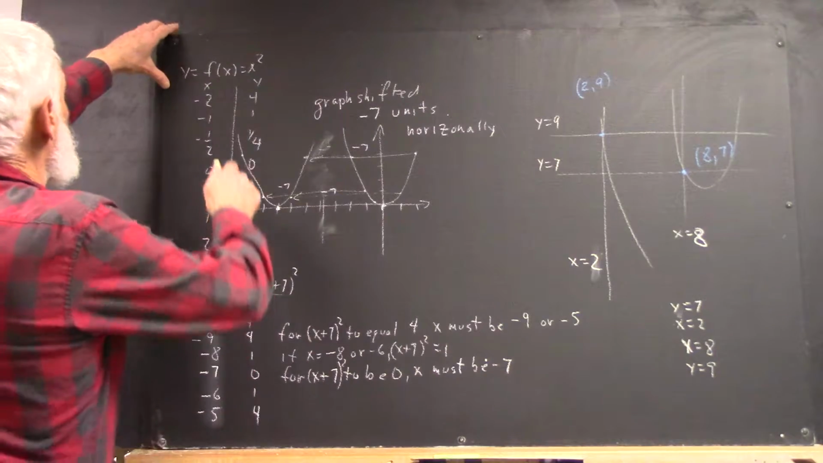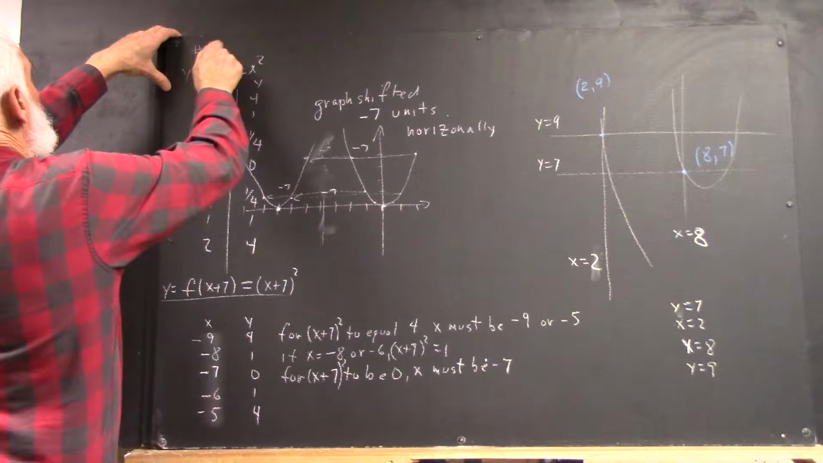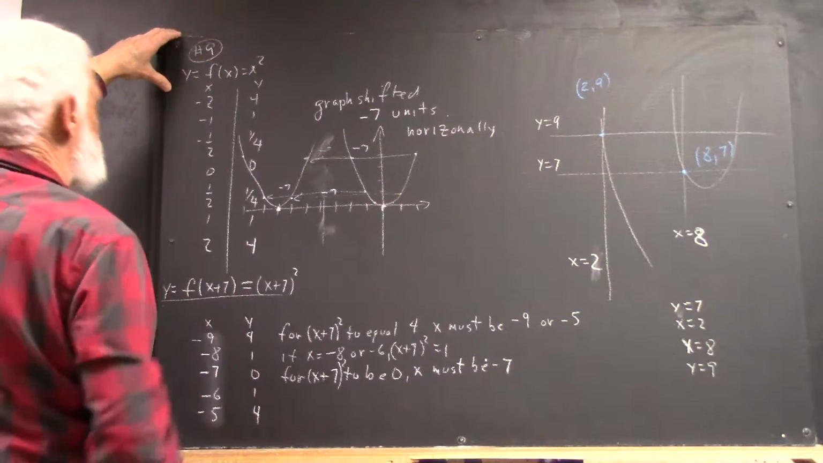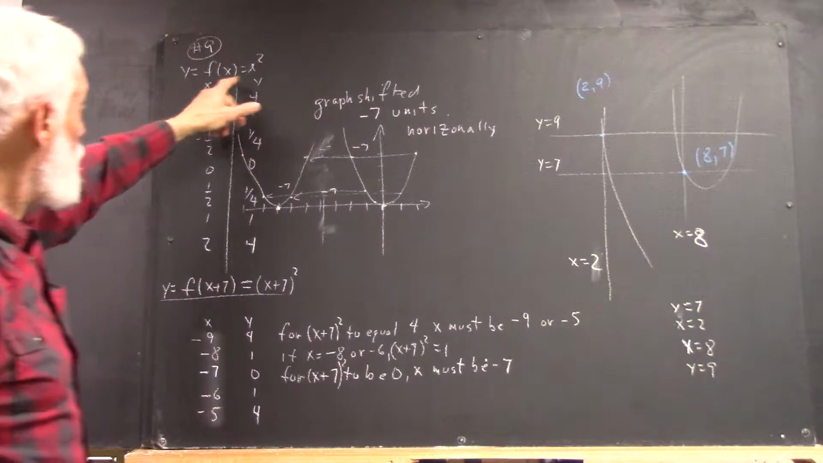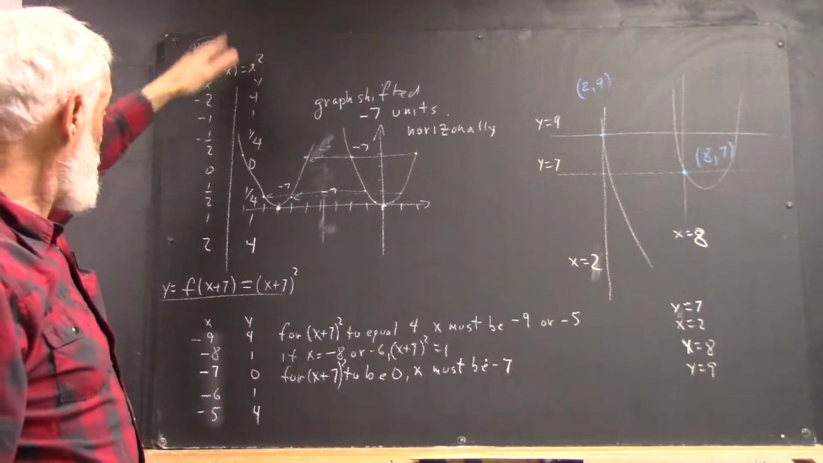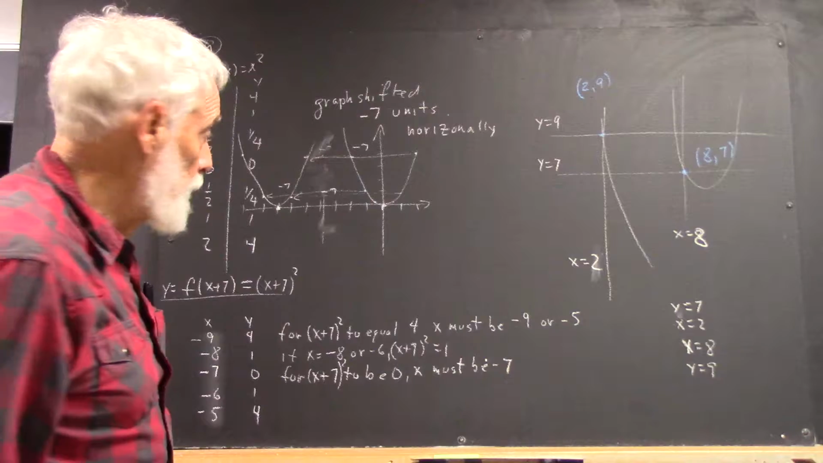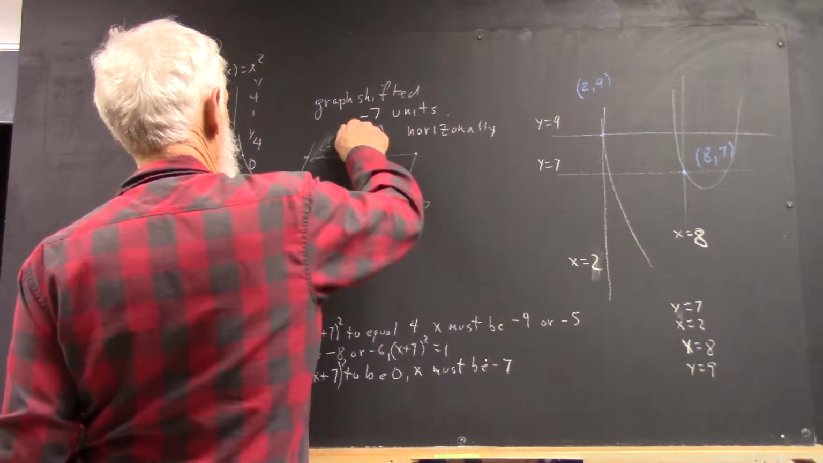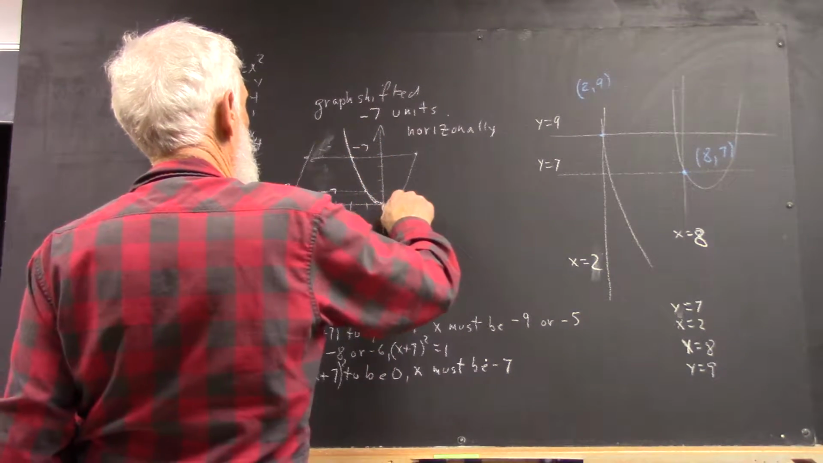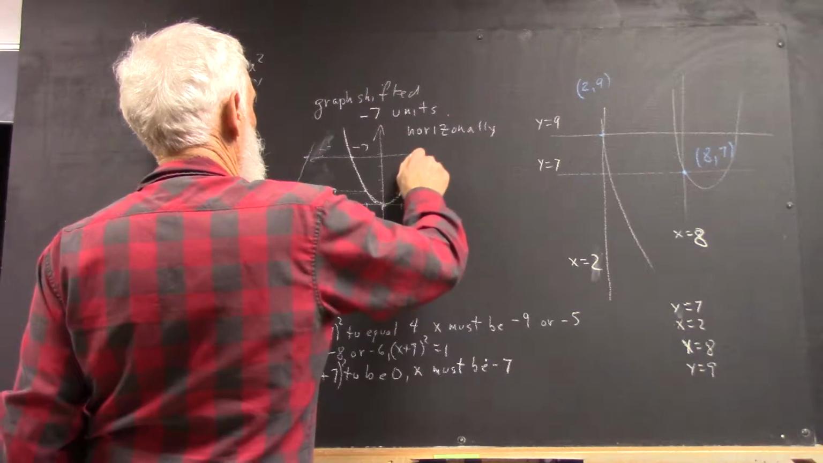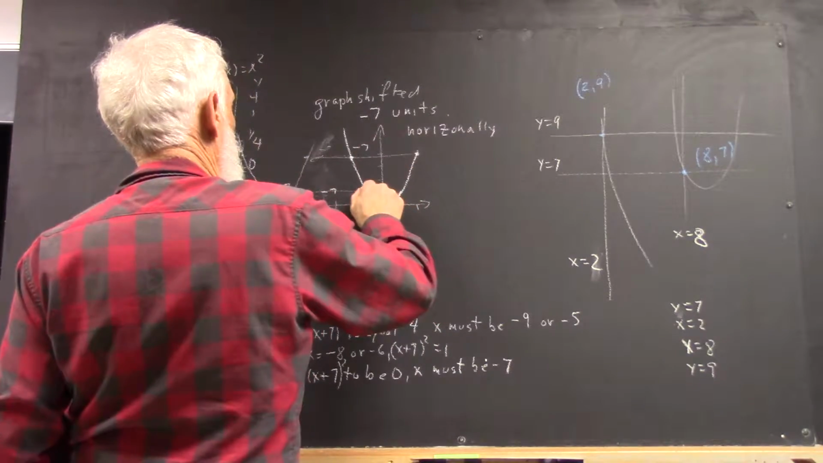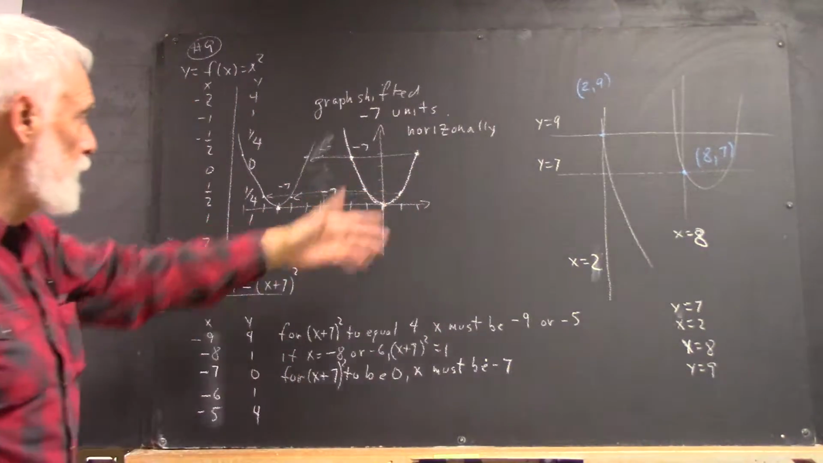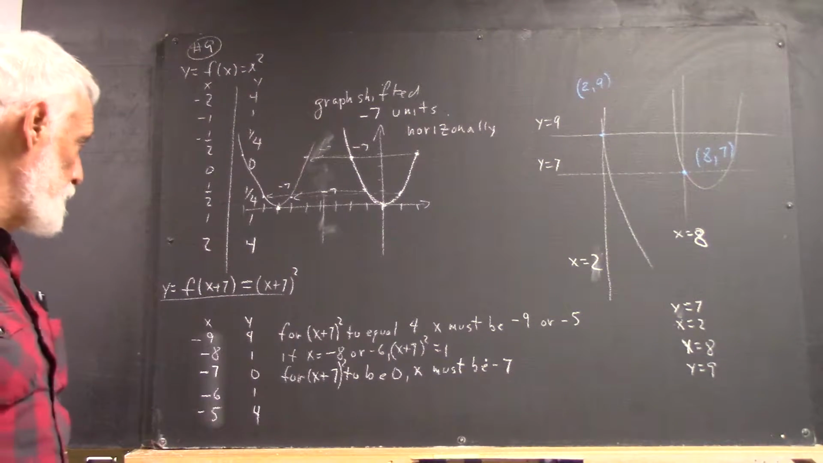This relates to problem number 9. f of x is x squared, so we make a table and a graph for f of x equals x squared. Here's the table, here's the graph, here are the graph points. And we all know how to do that, and we can all do that quickly.